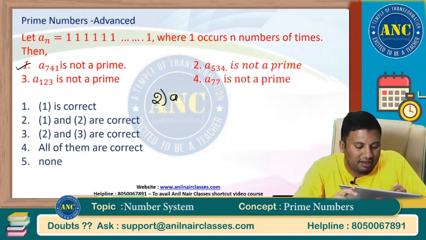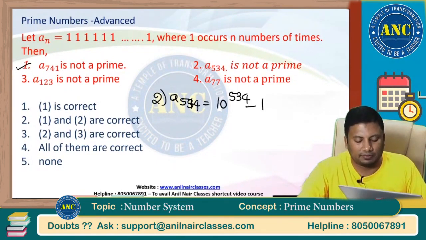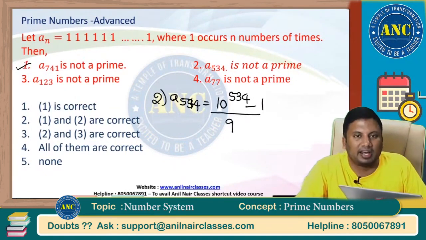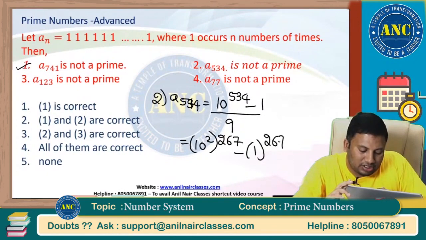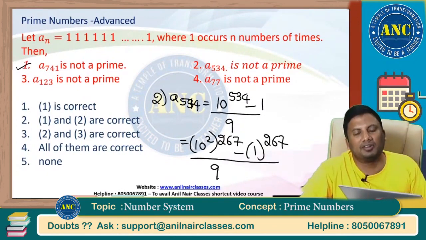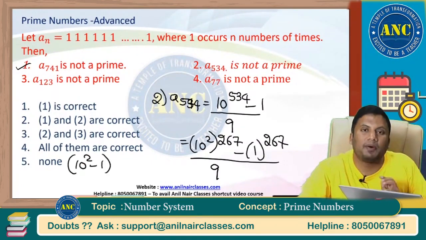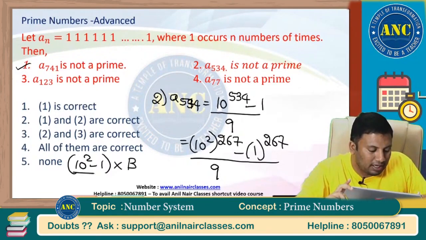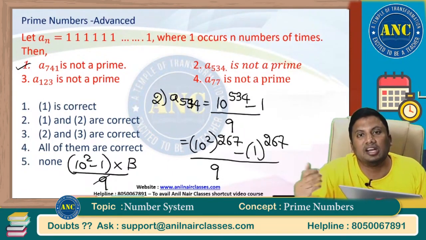Suppose I take A534. It is nothing but 10 power 534 minus 1 divided by 9. This is nothing but 10 square power 267 minus 1 power 267 divided by 9. Are you all with me? So again it is 10 square minus 1, a power n minus b power n, into some number divided by 9. 100 minus 1, 99. 99 means 9 goes, 11 remaining. The answer is divisible by 11.